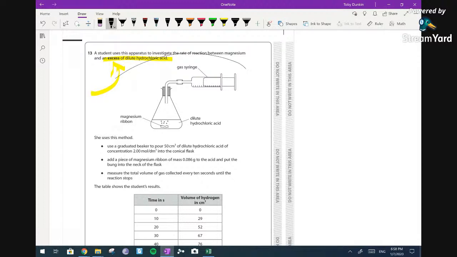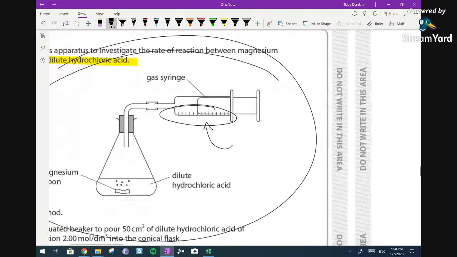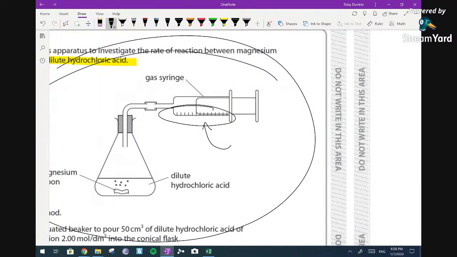The second thing for me to point out is this practical. So they're using a gas syringe here, and this is a diagram that every now and again at GCSE you guys are asked to draw. And I just want to emphasize the gas syringe. I want to emphasize that it has a scale, these lines here, just to make sure that when you draw it, you don't need to be Picasso. You can draw a very basic version of this. And it's just to remember that scale. It's one of the most commonly lost marks for this practical.